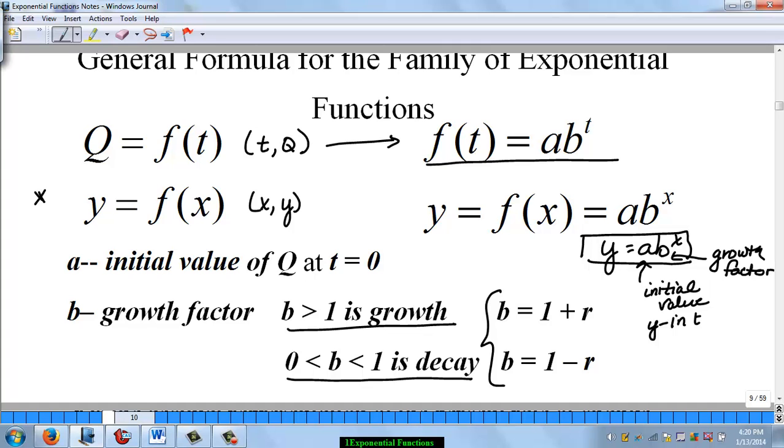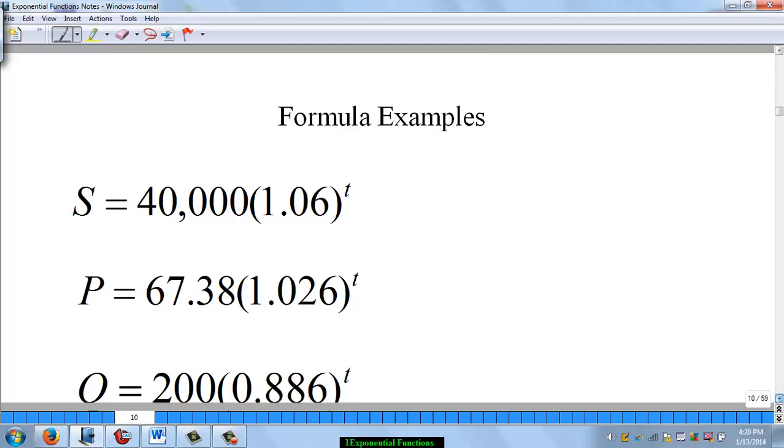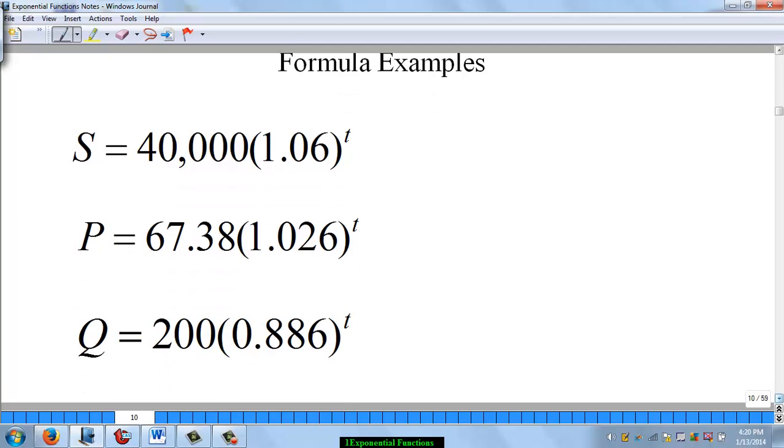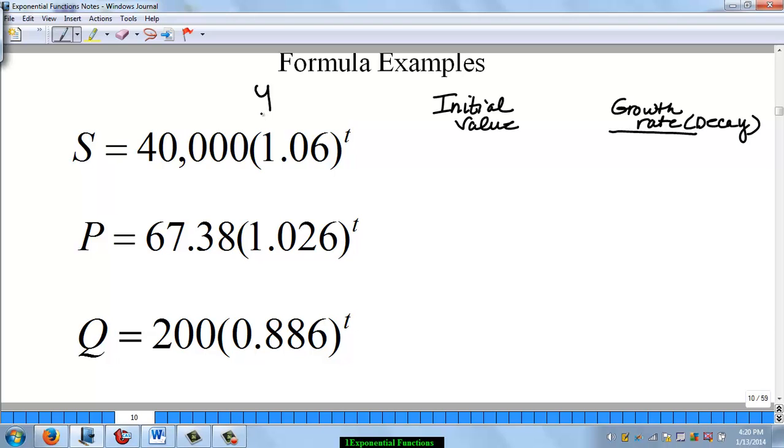So let's practice the formula, and I actually put some of the formulas of the things we used before. This first one is the salary. So we're going to do the initial value of all these formulas, and we're going to do the growth rate. And it can be growth or decay if you wish. And we're going to use the formula y equals AB to the x. So all of these are in the form y. So this is the salary one. So our initial value is always A.